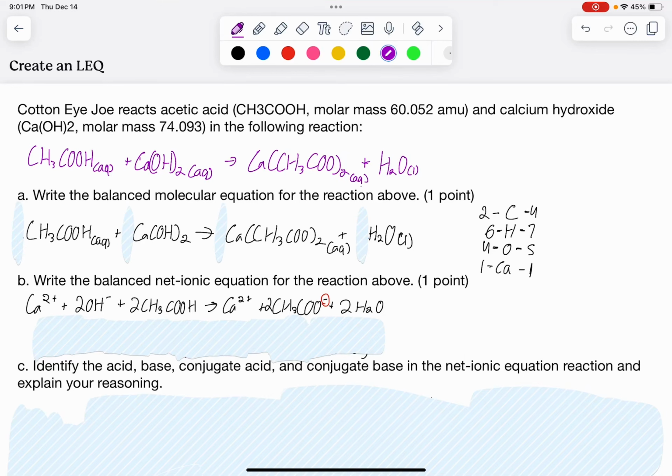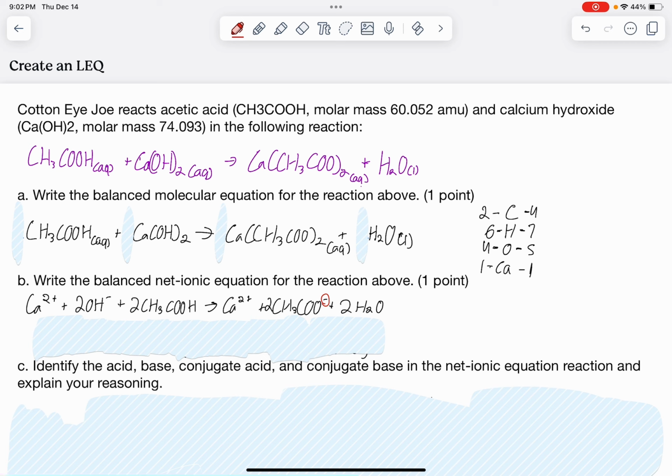Hello. Welcome to the first trimester extra credit essay question. The basic prompt for this question is: a student reacts acetic acid, which has the formula CH3COOH, with a molar mass of 60.052 atomic mass units, with calcium hydroxide, Ca(OH)2, molar mass of 74.093 atomic mass units, in the following reaction.